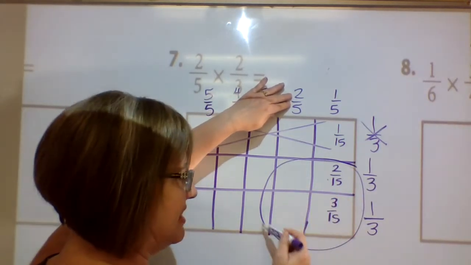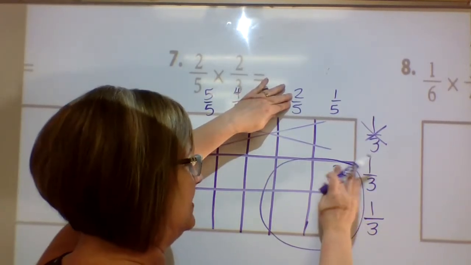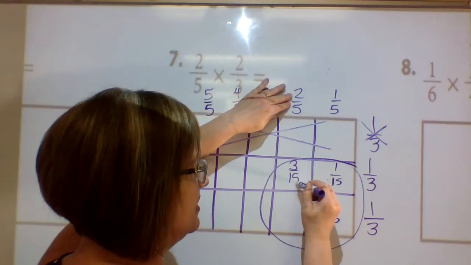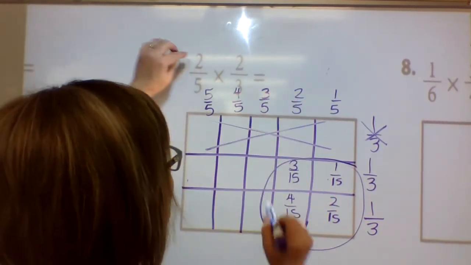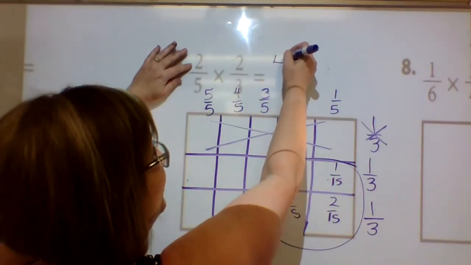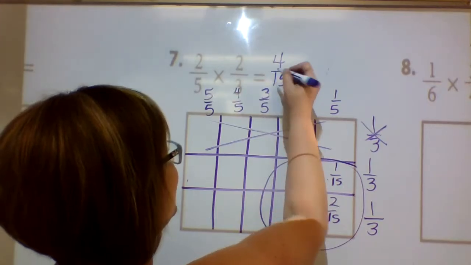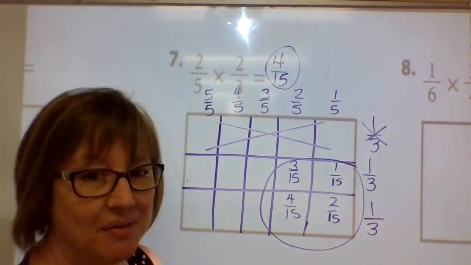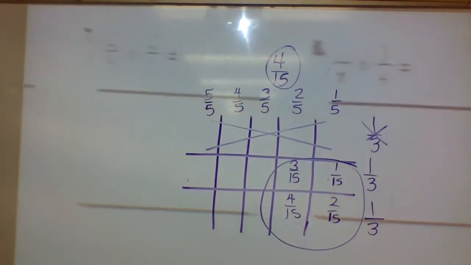Okay, so how many 15ths does that equal? This is 1/15, 2/15, 3/15, 4/15. Do you see? Okay, let's see if that works out. 2 times 2 is 4. 5 times 3 is 15. We did it. And that cannot be reduced. So that's the final answer. And we drew pictures. We're getting good at this. I'm so excited. Okay, one more, number 8.